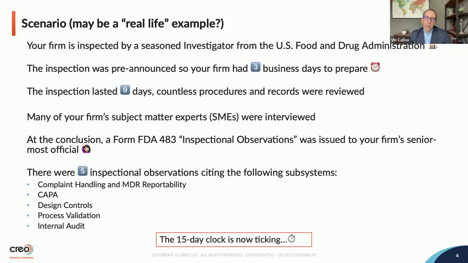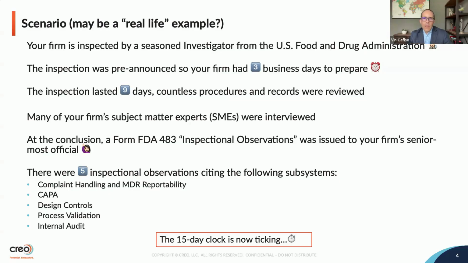Okay. And so in this case, you have 5 inspectional observations citing the following subsystems, and you can see them there, from complaint to CAPA to design to process validation to internal audit. And there are others that can certainly be cited, but at this stage of the game, the 15-day response clock is now ticking.